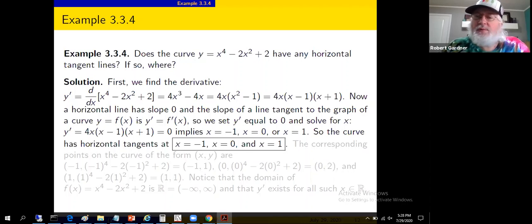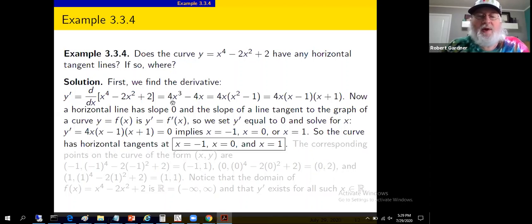What are we going to do? We want to see where this has a horizontal tangent line. See, horizontal lines have slope 0. So we're really asking the question, where's the derivative 0? Here's the derivative. Let's factor it. That's how you find where functions are 0. Factor it and set the factors equal to 0.